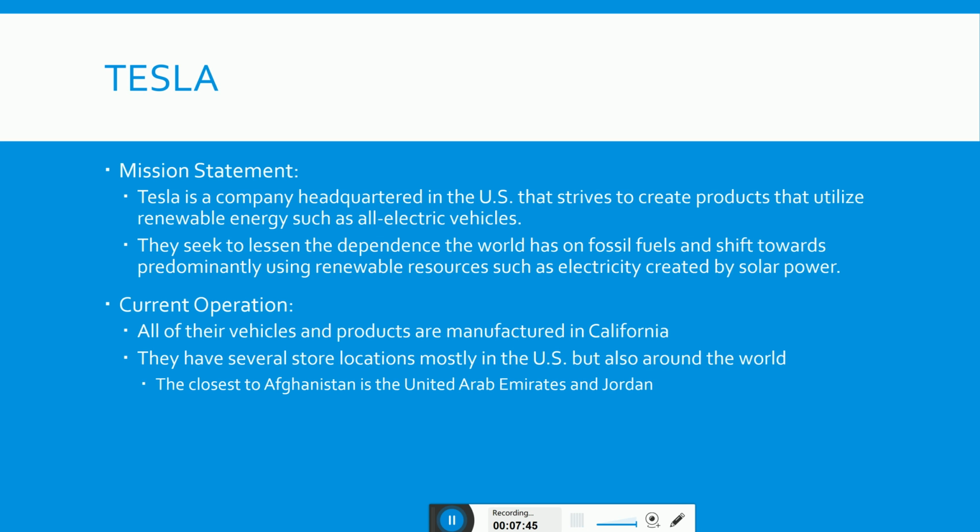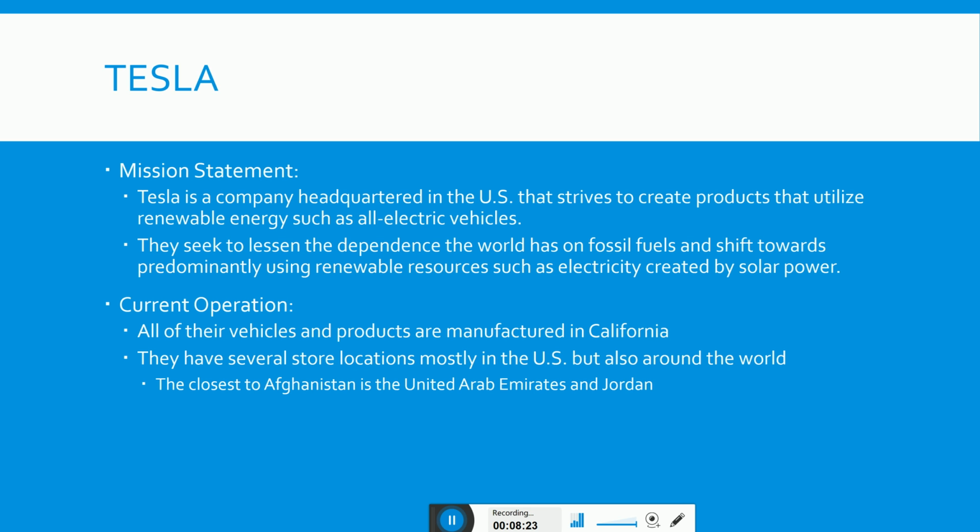Now we're going to shift gears a little bit towards Tesla and sort of what this company is about and how they're doing. So a little bit about their mission statement. So this is a company headquartered in the U.S., and they strive to create products that utilize renewable energy, such as electric vehicles and solar panels and things of that nature. Predominantly, this is driven by their goal to lessen the dependence of the world on fossil fuels, and they want to shift people more towards renewable resources rather than using oil and things like that.